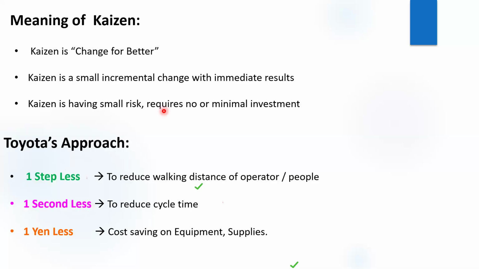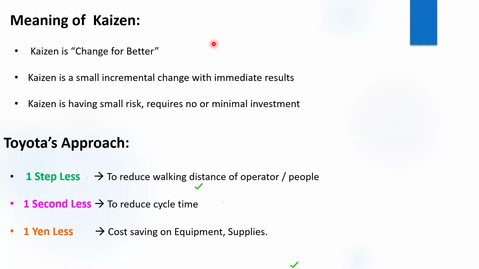That is mandatory. There are three filters. I will discuss these three filters on the last day. One is safety and one is quality. The third one I will discuss on the last day. So one step less, 1 second less, one inch less, or you can say 1 rupee less. Cost saving on equipment, supplies, etc.